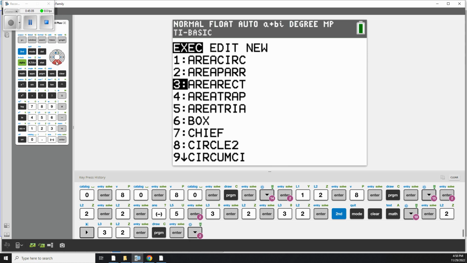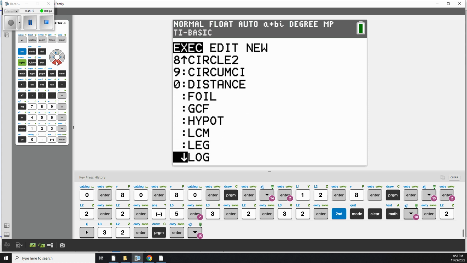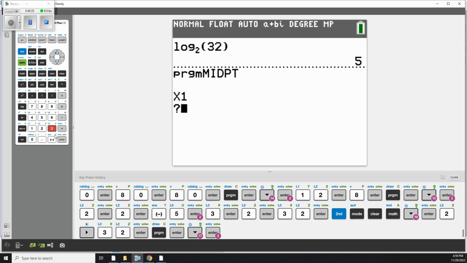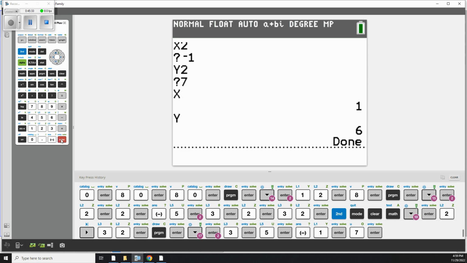All right, what's after log, gang? I'm almost done, I promise. Midpoint and midpoint given. Very popular on the test. Midpoint finds the midpoint. 3, 5. I'm using the same pairs from before. 3, 5 and negative 1, 7. The midpoint would be 1, 6. Everybody loves that one.